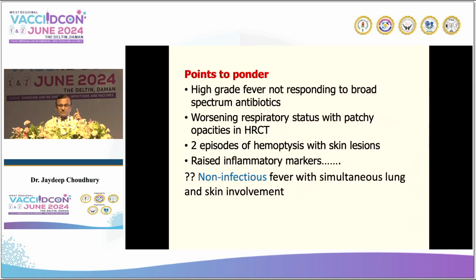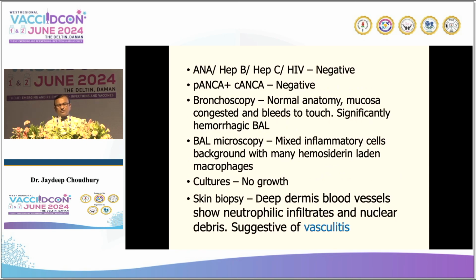So what were the points to ponder? High-grade fever not responding to broad-spectrum antibiotics, worsening respiratory status, patchy opacities in HRCT, 2 episodes of hemoptysis with skin lesions and raised inflammatory markers. So probably we are dealing with a non-infectious fever where there is simultaneous lung and skin involvement. Obviously the ANA, p-ANCA, c-ANCA were done, they were negative. Bronchoscopy was done.